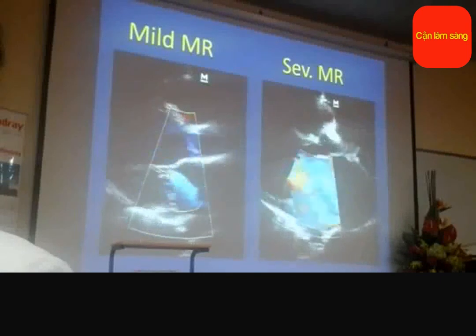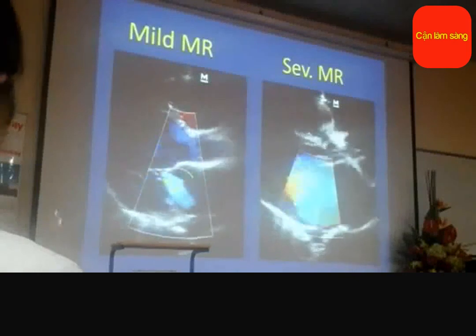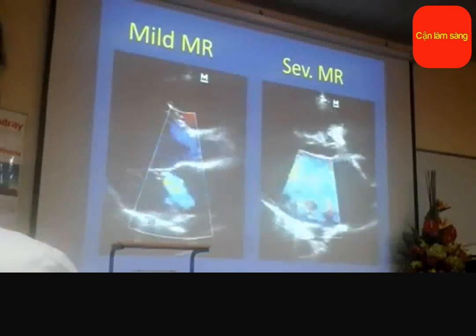We tend to look at the size of the mitral regurgitation, the size of the colored jet. So this would be mild, this would be severe.